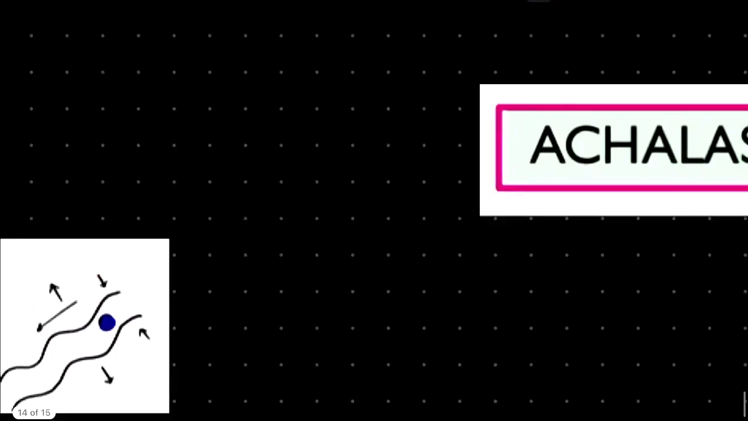Now what happens in the case of Achalasia Cardia? There will be contraction. The contraction behind our food particle is normal, but here the region that needs to be dilated will not be dilated. That means it will not be dilated.